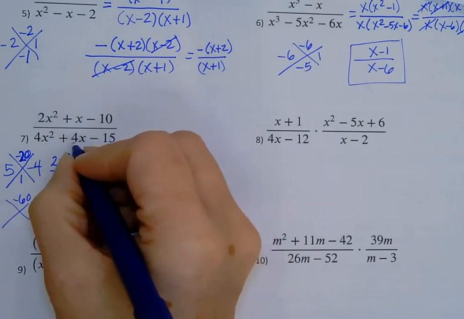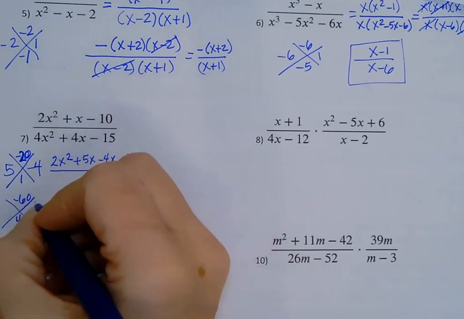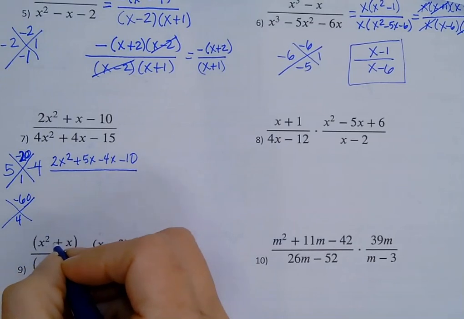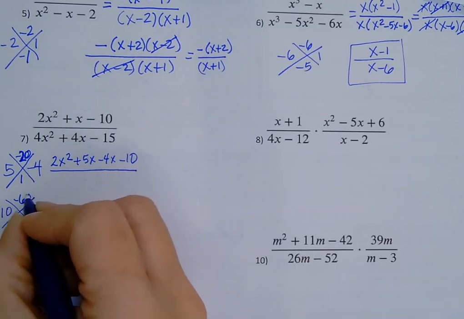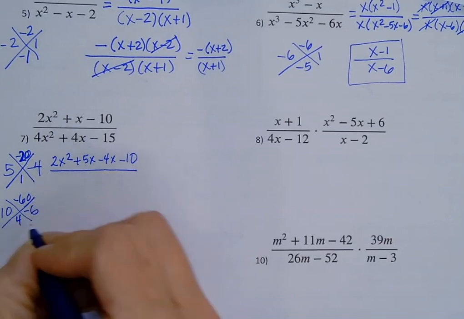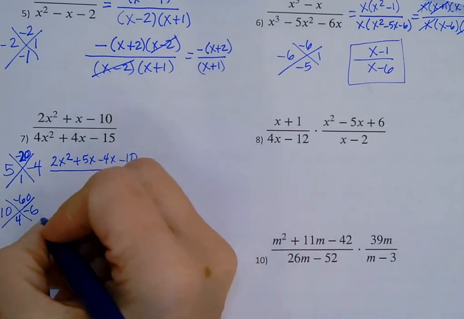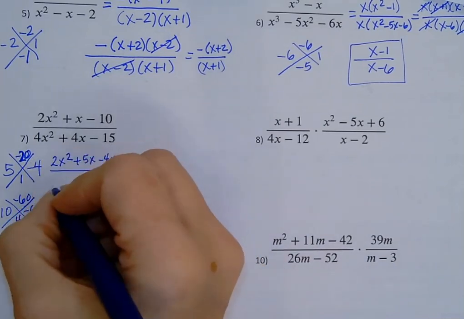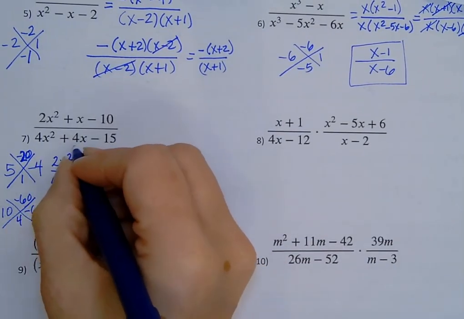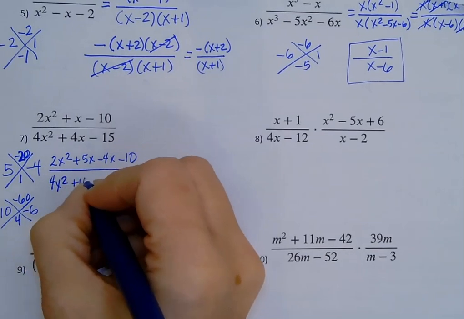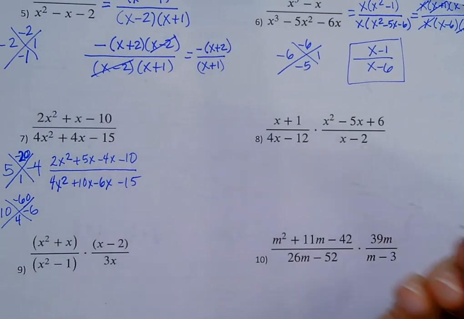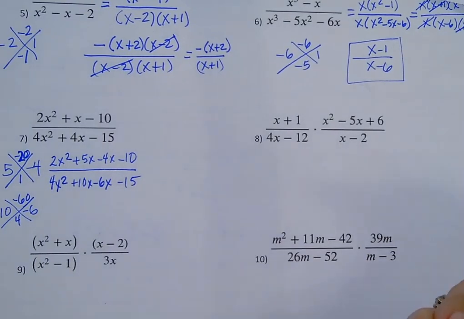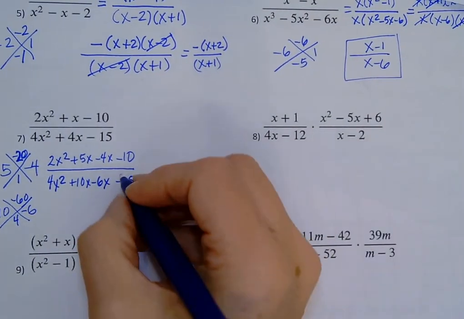And they have to add to give me 4. Okay, and so that is going to be 10 times negative 6. 10 times negative 6 is negative 60. 10 minus 6 is 4. Okay, so I'm going to do this by grouping as well, and I have 4x squared. Instead of 4x, I'm going to say plus 10x minus 6x, right? And still minus 15. So let's group this up and see what we can do.